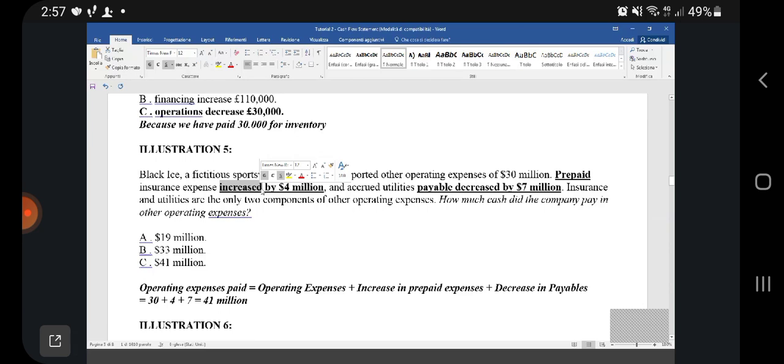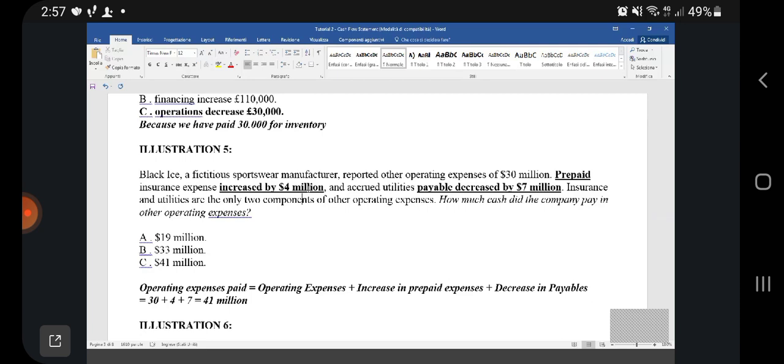Do you get that? No. Okay, be careful because the exercise in the exam will not be exactly like this. It can very well be a decrease in prepaid expenses. So I just want to be sure that you understand that.